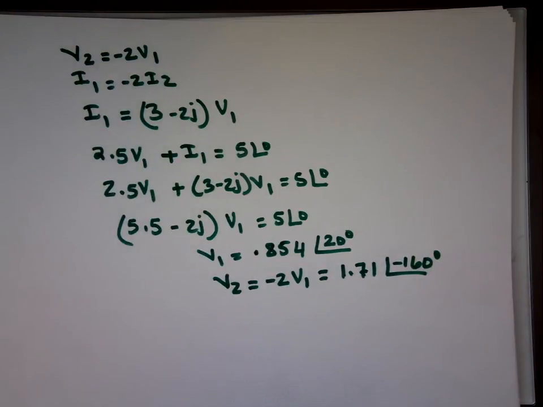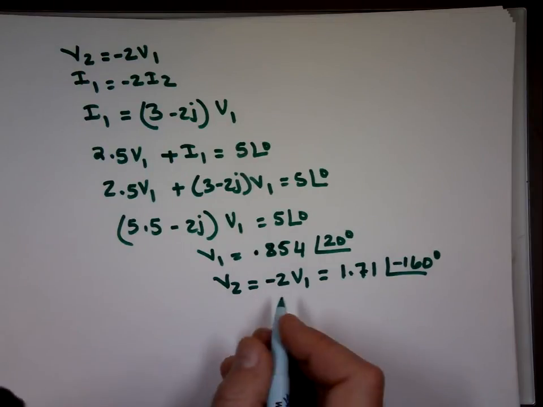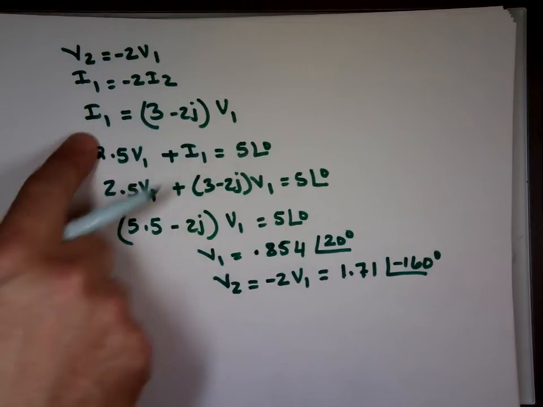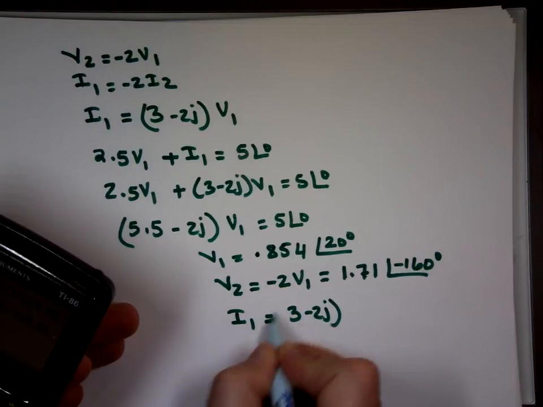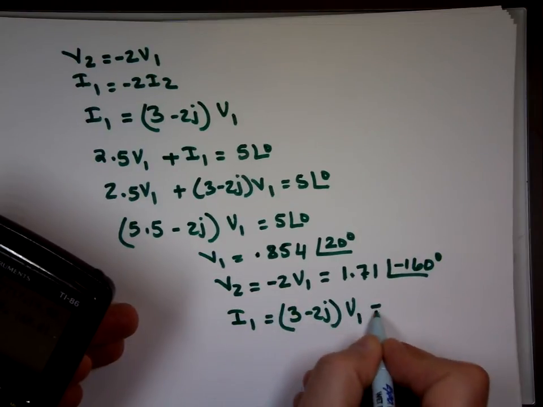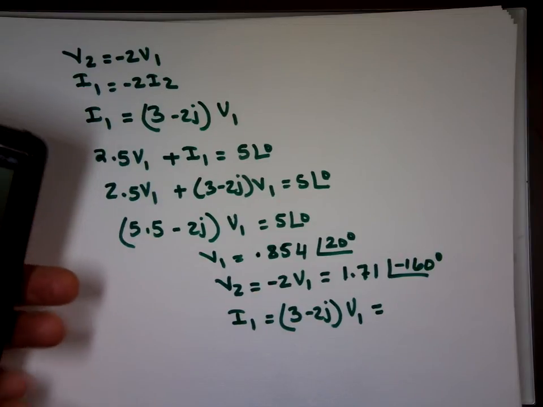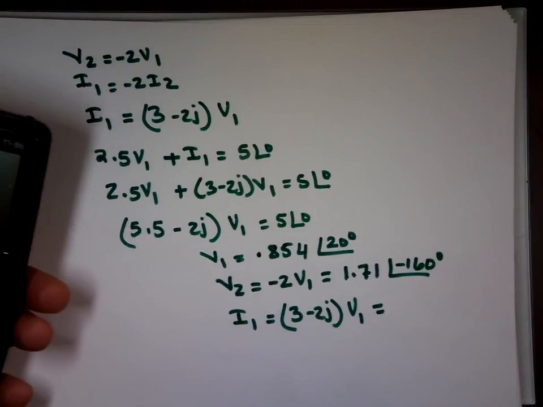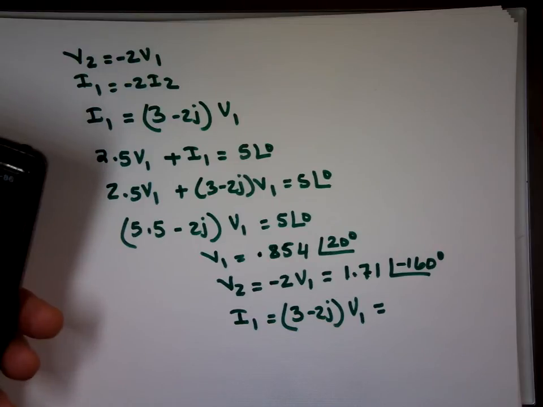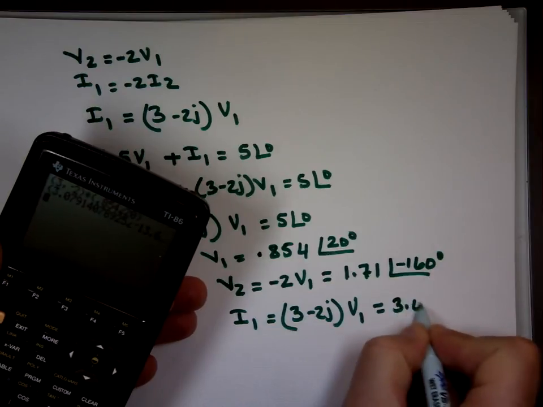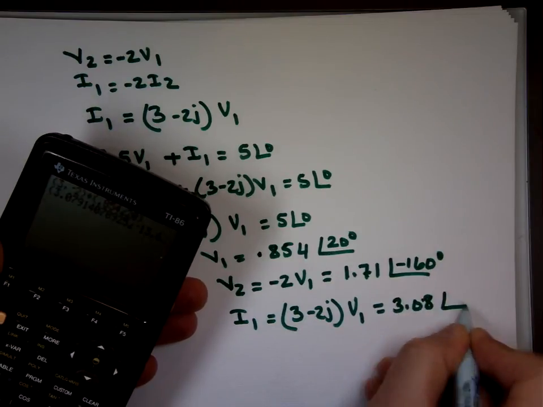Can we find I sub 1, I sub 2? Well, I know I sub 1 is 3 minus 2j times v1. We know what v1 is. So here we go, 3 minus 2j times v1, which is 0.854 angle 20. That gives 3.08, angle negative 13.7.